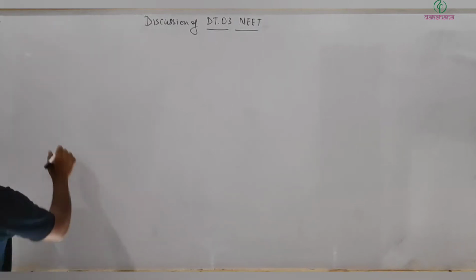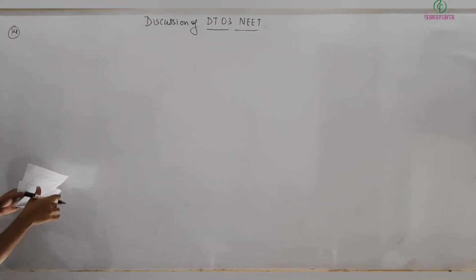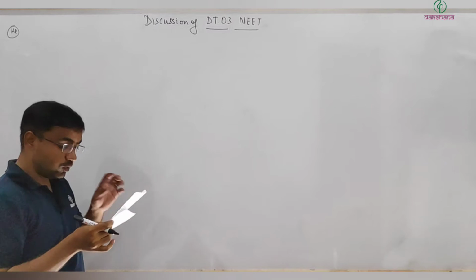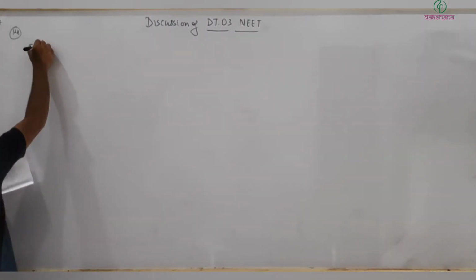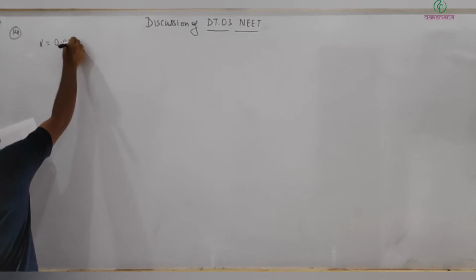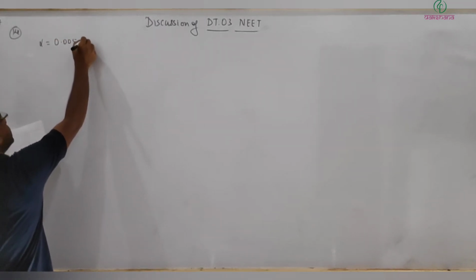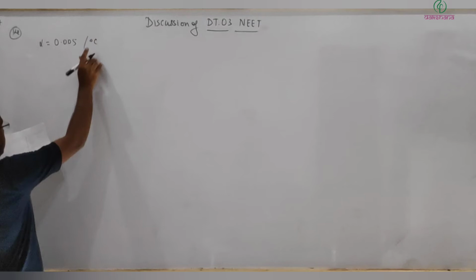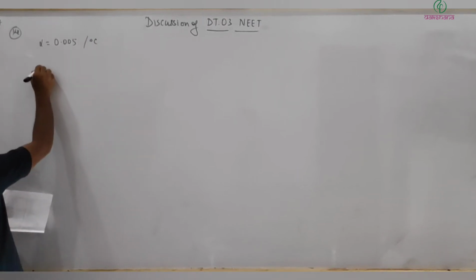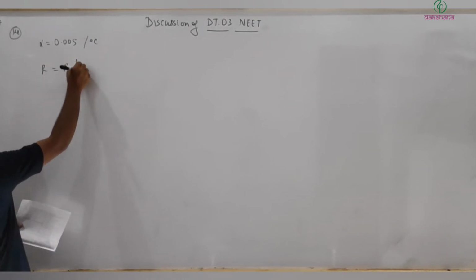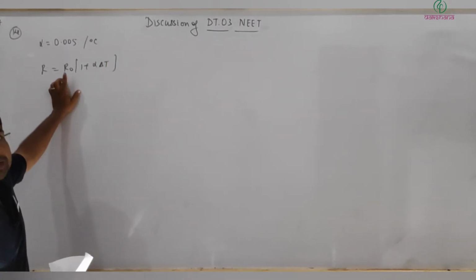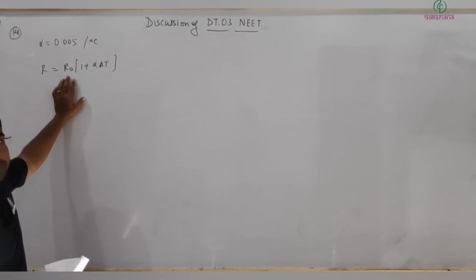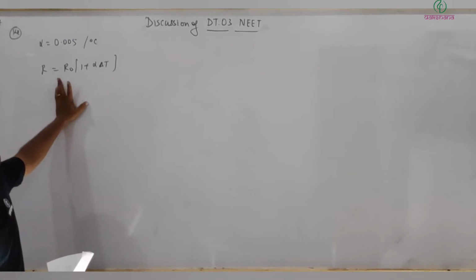Next, question number 14. Here it's given the resistance of the bulb filament is 100 ohm at 100 degrees Celsius, if the temperature, so on. Here alpha is given as 0.005 per degree Celsius. We know R is R0 into 1 plus alpha delta T. Remember that here this R0 is actually at 0 degrees Celsius. The resistance should be at 0 degrees Celsius, not at 100 degrees Celsius.